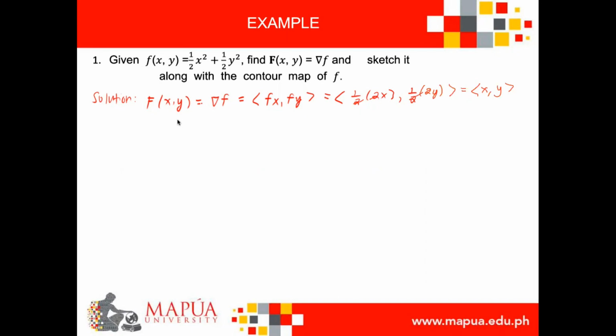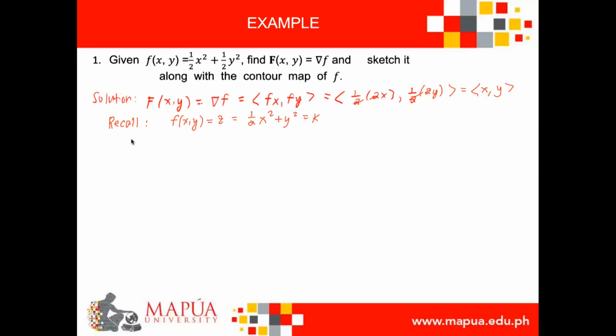Then let us now get the contours of the given function. If you recall, contours are sets of level curves. This is in Math 147. So what we will do is set f of xy equals z, or you can also use k. In this case, let us use z. This is now equal to 1/2 x squared plus 1/2 y squared. With this, we can now assign values for z or k. So let us just also write this as k.